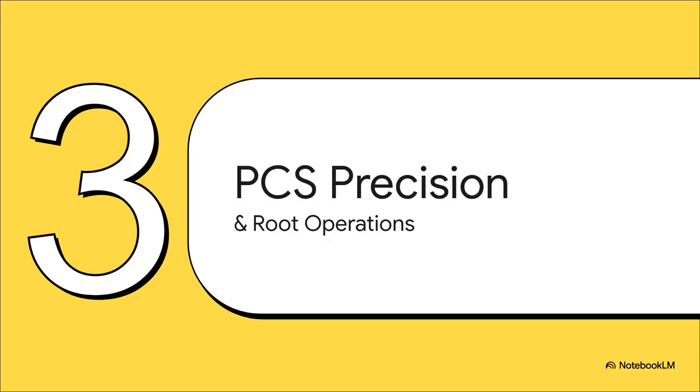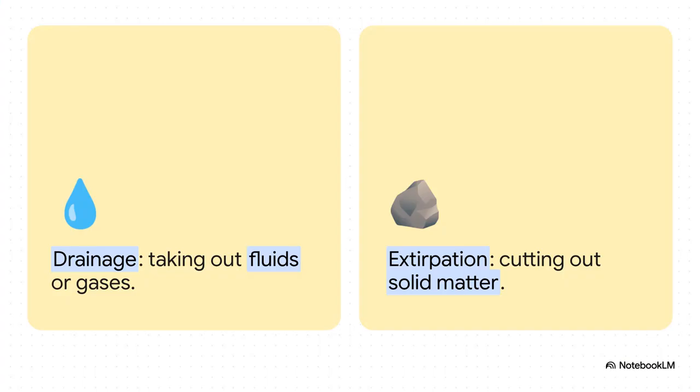That brings us to Section 3, PCS precision and root operations. This is where you really separate yourself as a true expert by thinking like a detective. First up, do not confuse these two intent-based root operations. In coding, intent is everything, right? By definition, drainage is taking or letting out fluids or gases, like draining an abscess. Extirpation, on the flip side, is cutting out solid matter, like a thrombus, where the body part itself isn't the primary focus of the procedure.